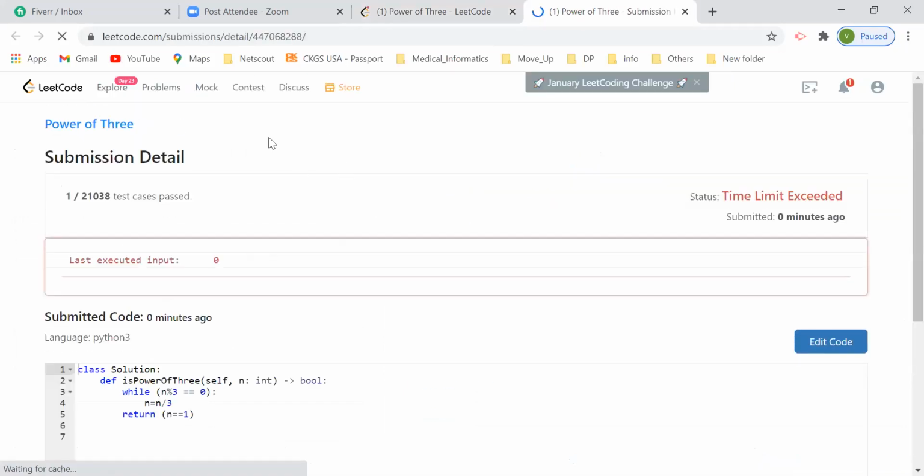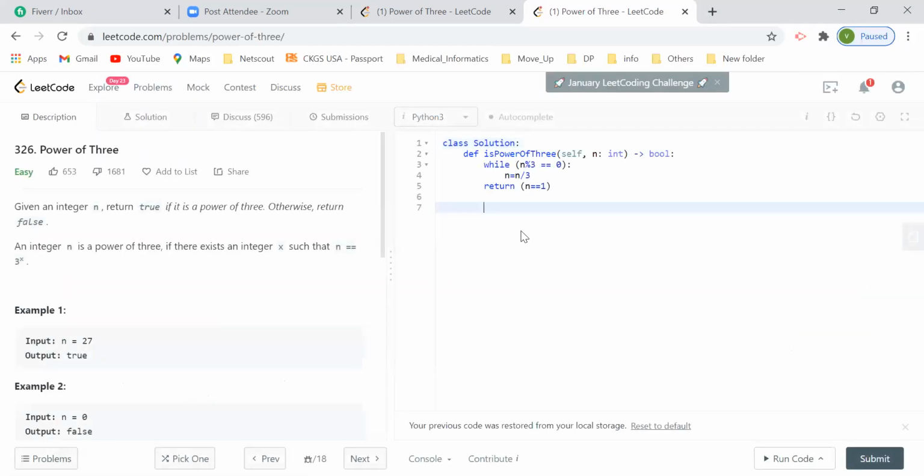Yeah. Okay, time exceeded, right? So only one test passed. Okay, so it's a power of 3. So n divided by 3, given an integer return true if it's a power of 3. So how else can I find 3 power x, right?